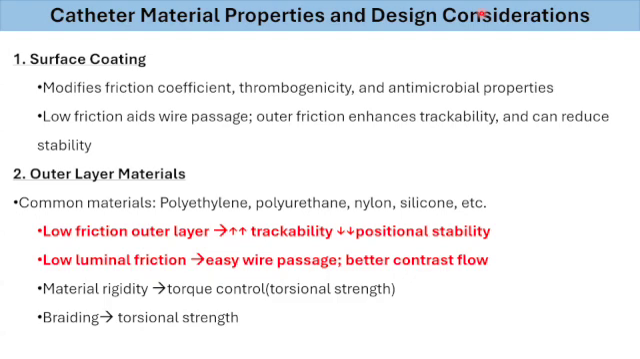Now coming to materials of the braiding. In the braiding, there can be steel or nitinol. If there is a nitinol braiding, the catheter is kink resistant. But if there is a steel braiding, for example, this catheter, this is a hydrophilic catheter, and this has a steel braiding. If we fold this catheter, there will be kinks. So these are the kinks. So this catheter is not kink resistant and it has a steel braiding.